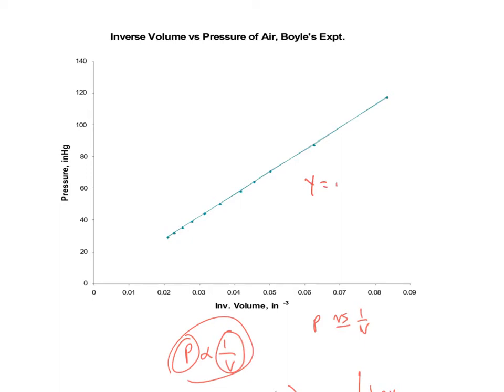And you, of course, have y equals mx plus b. And x and y are going to be your inverse volume and P variables. You can determine the slope, you can determine the intercept. And then using one value of inverse volume, you can predict any pressure associated with it using this equation, once you know the slope and the intercept.